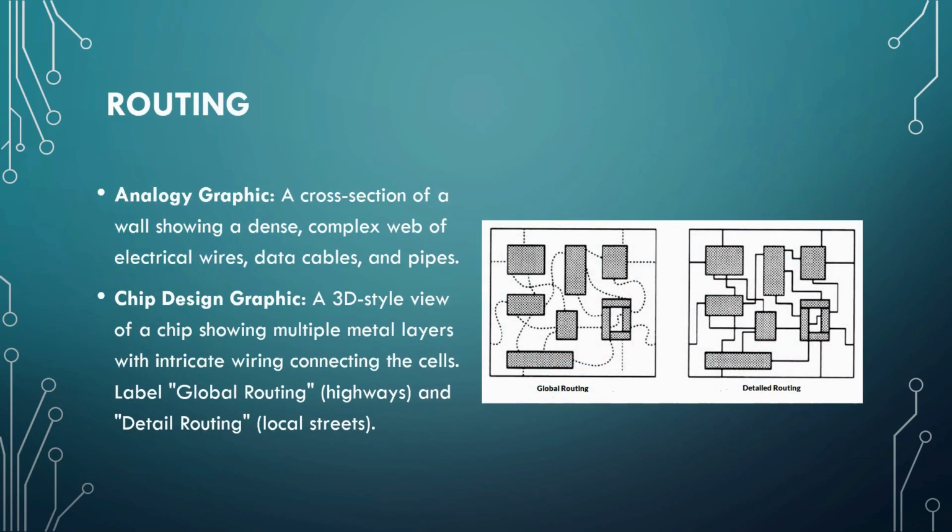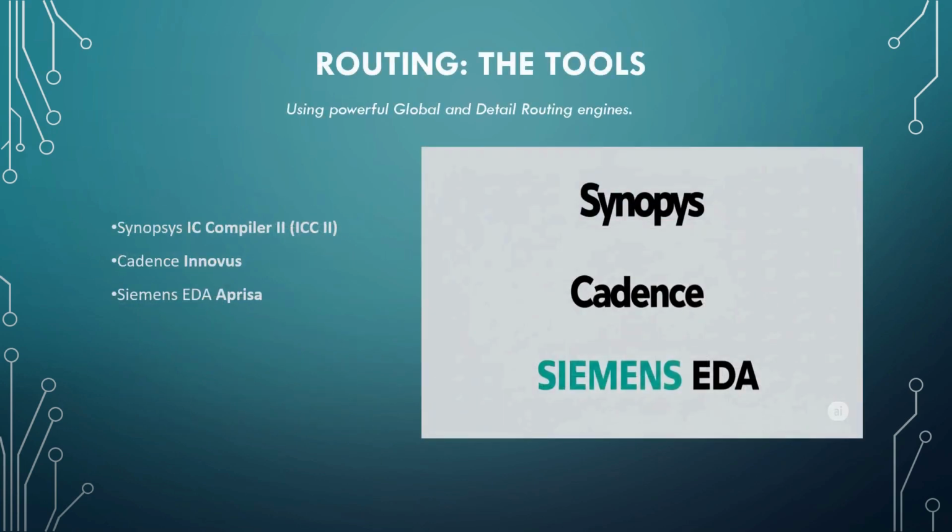The structure is up, the critical systems are in, it's time to connect everything. This is routing. In our analogy, this is like the massive electrical and data wiring phase. It's a 3D puzzle on a massive scale. It is done in two steps: global routing, which plans the main highways, and detailed routing, which draws the final streets to every connection point. The main tools here are the same as for CTS.